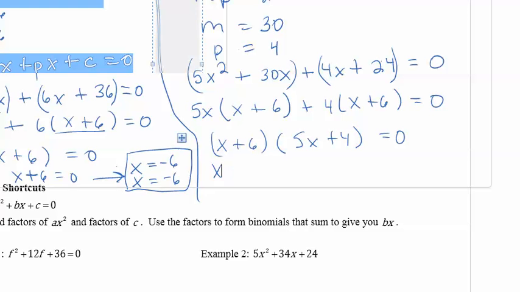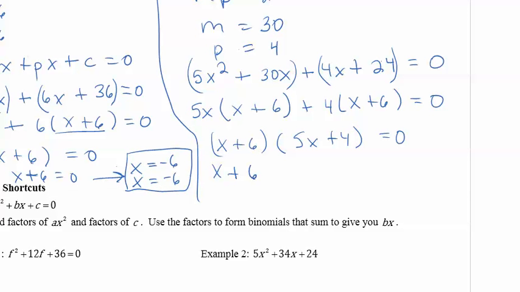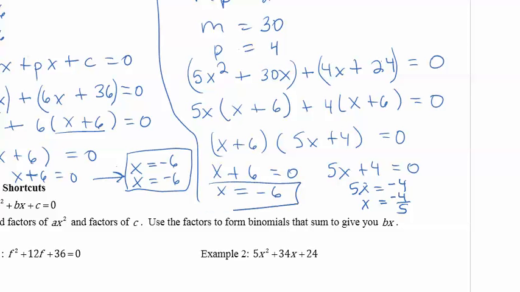So x plus 6 is equal to 0. And then 5x plus 4 is equal to 0. So now let's find x in each factor. X in this case would be negative 6. And then over here, I would have 5x is equal to negative 4, and therefore x is equal to negative 4 over 5. And so my two values are x equals negative 6 and x equals negative 4 over 5.